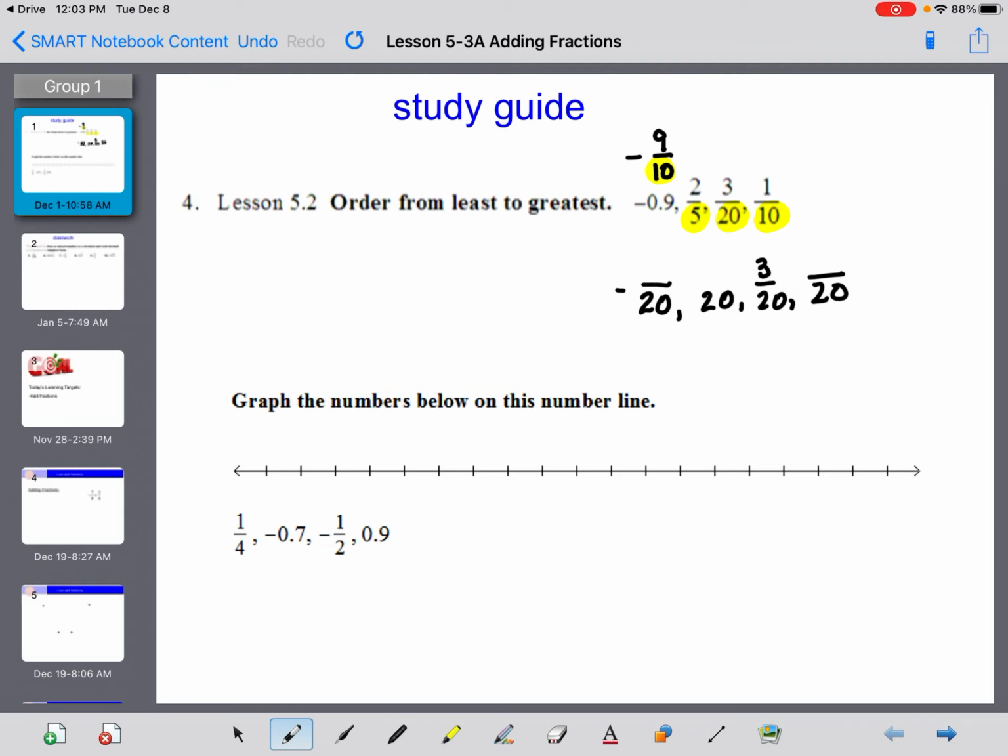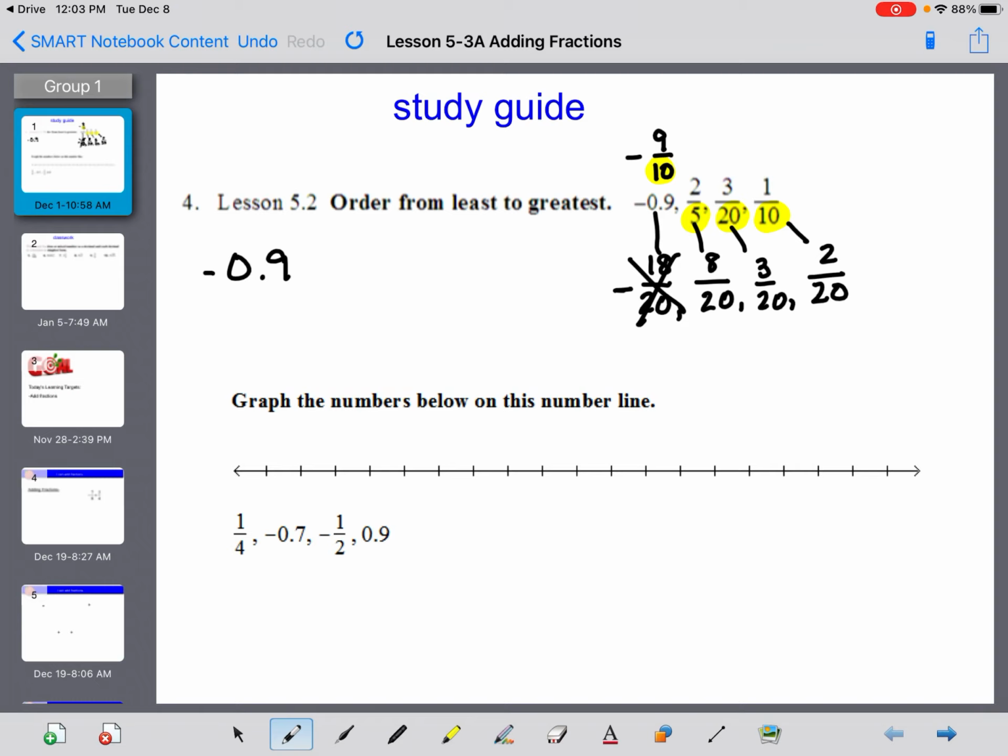-9/10 is the same as -18/20. 2/5 is the same as 8/20. 3/20 stays the same. 1/10 is the same as 2/20. Now I simply compare the numerators. The first thing I know is that -18/20 is the only negative value, so that is the smallest. -9/10 is the smallest. Sometimes I like to just X it out so I know I'm done.